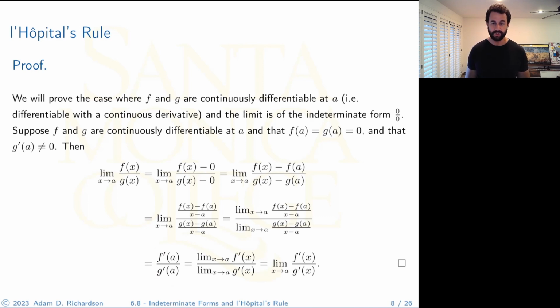But remember, we also assumed that the derivatives of f and g are continuous, right? So f prime of x and g prime of x are both continuous. And so that means by definition, f prime of a is the limit as x goes to a of f prime of x, and g prime of a is the limit as x approaches a of g prime of x. There we go. Now using limit laws again, we can pull the limit operator all to the front of this quotient, and we have our result, that the limit of the original quotient is equal to the limit of the derivatives. Pretty cool stuff.